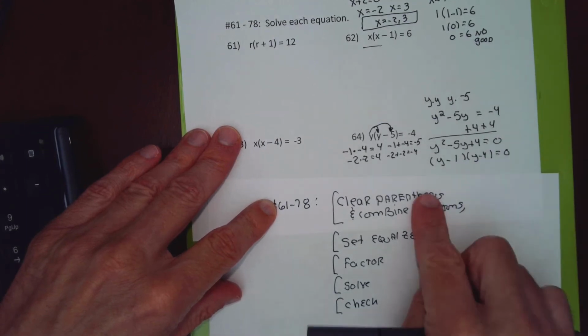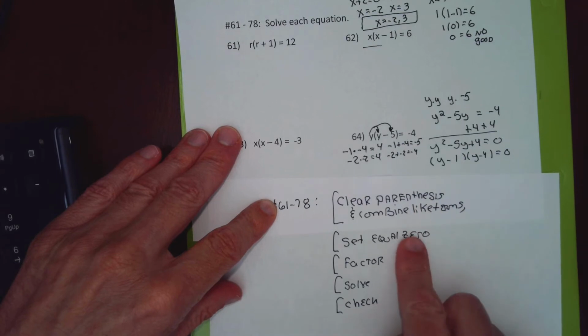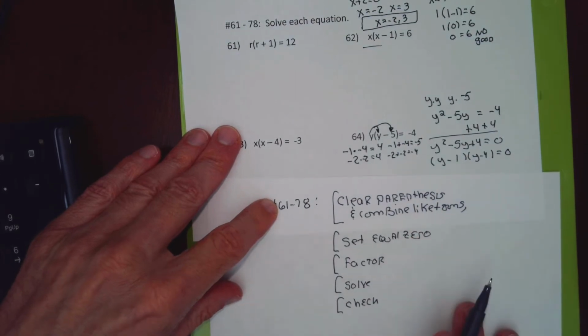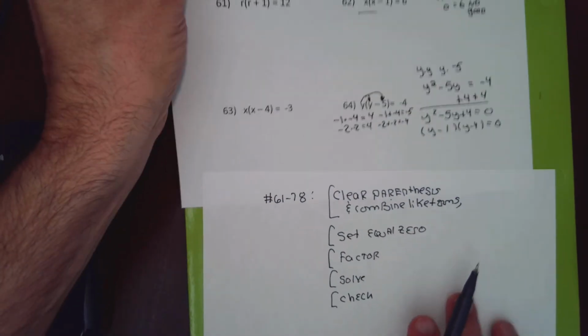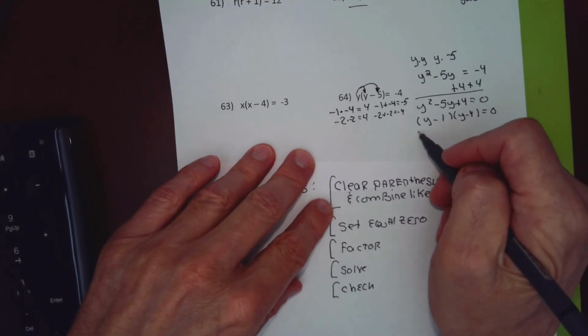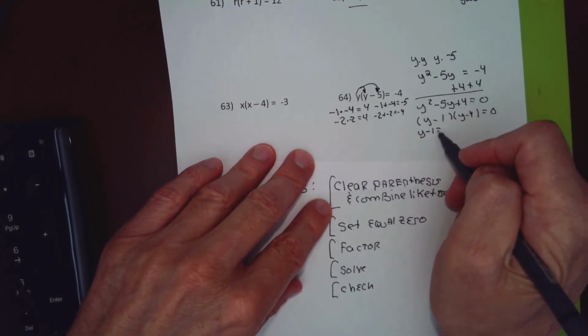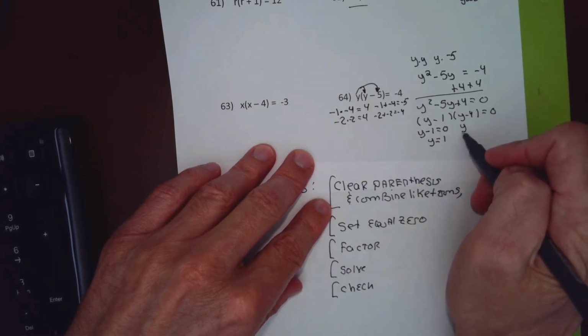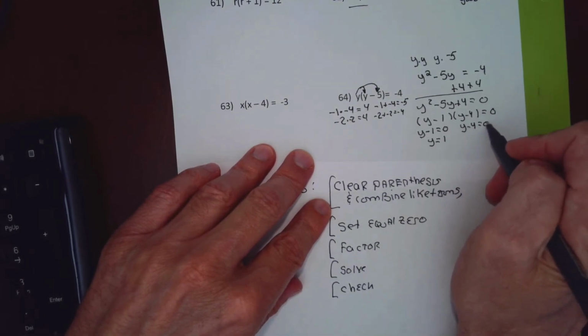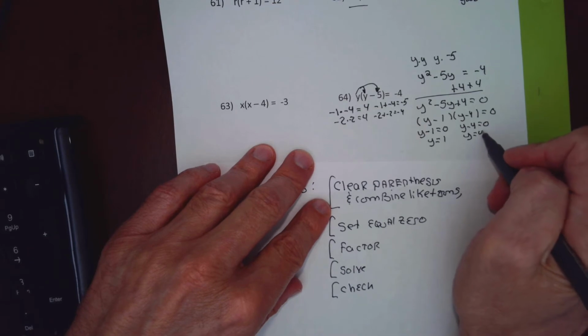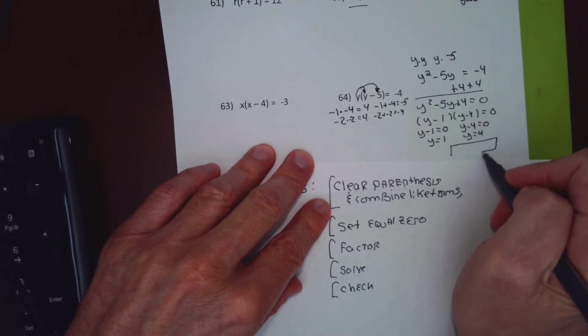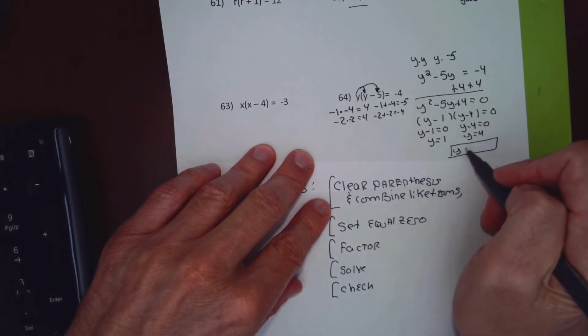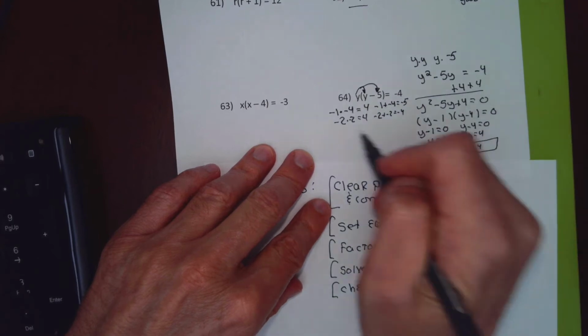So I cleared my parentheses, there weren't any like terms. I set equal to 0. I factored. Now I'm going to set the factors equal to 0 and get answers. When I set the y minus 1 equal to 0, I'll add 1 to both sides and get y equal to 1. When I set the y minus 4 equal to 0, I'll add 4 to both sides and get y equal to 4. The answer, I think, for 64 is y equal to 1 and y equal to 4.